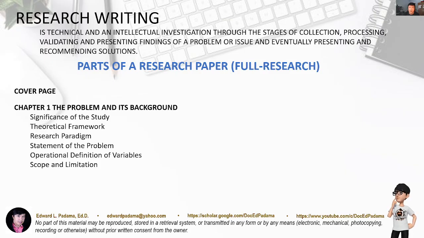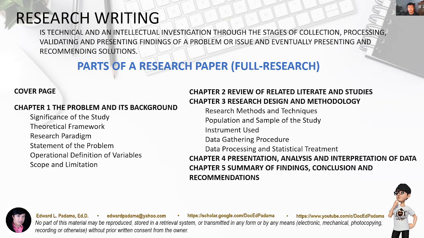Again, we are going to specifically and discreetly discuss these contents part by part. Okay, and this will also be supported by reference videos that I have already created for you. And then the next chapters are chapters 2, 3, 4, 5. Chapter 2 is what we call the RRLS, Review of Related Literature and Studies. Chapter 3 is the Research Design and Methodology. And then under chapter 3, you have the following parts.